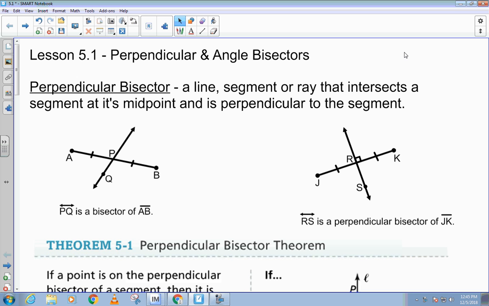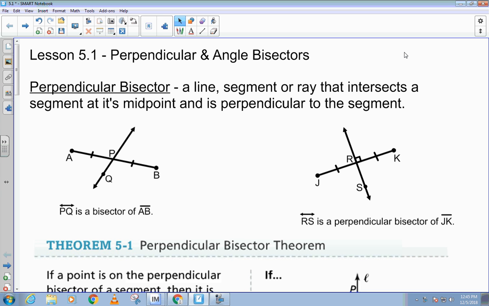And you should already know what a perpendicular bisector is. You should know what the word perpendicular means. You should know what the word bisector means. Maybe not. I don't know. So hopefully, if you don't know, you will learn. But a perpendicular bisector is a line, a segment, or a ray that intersects a segment at its midpoint and is perpendicular to the segment.